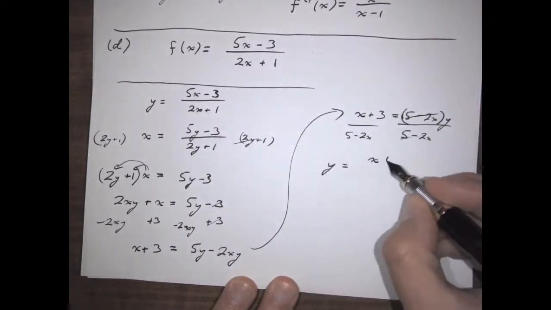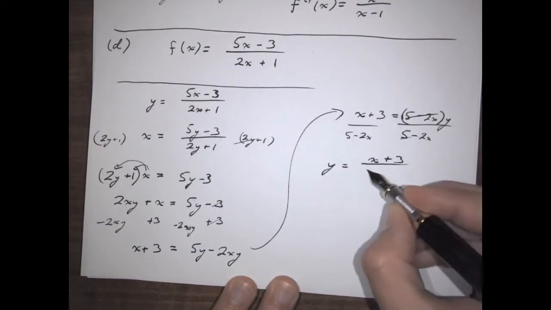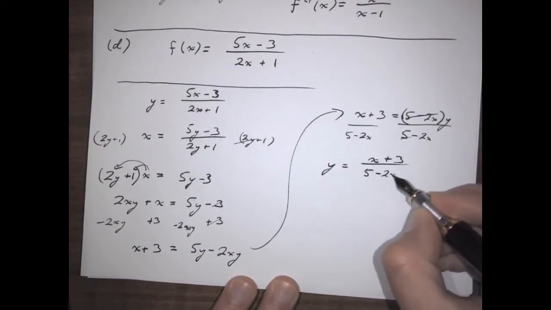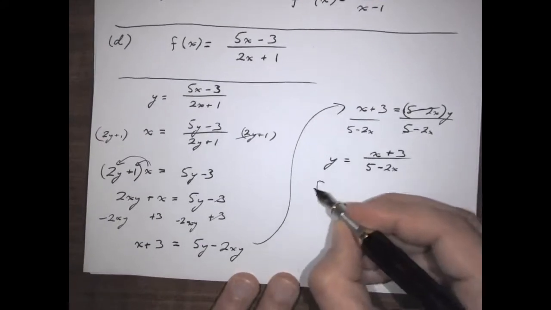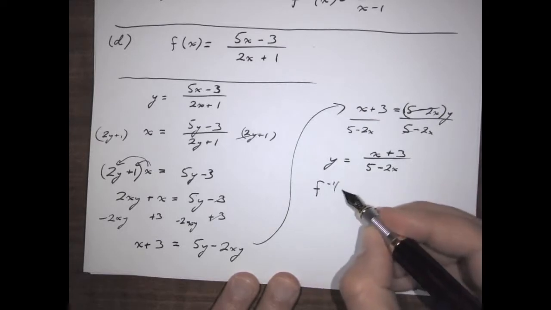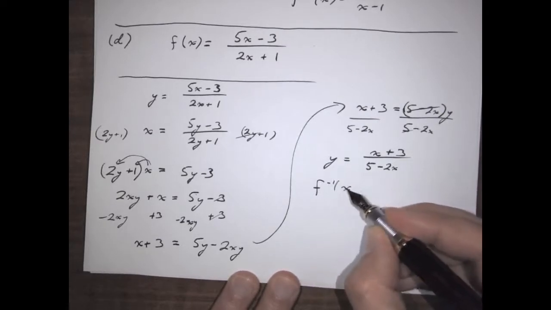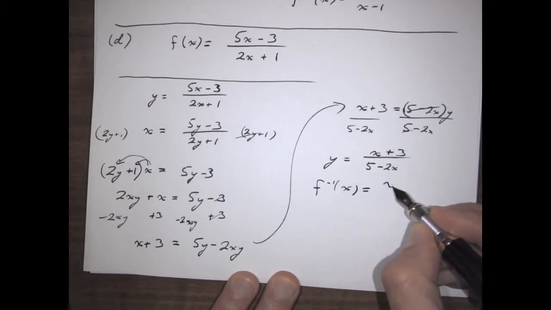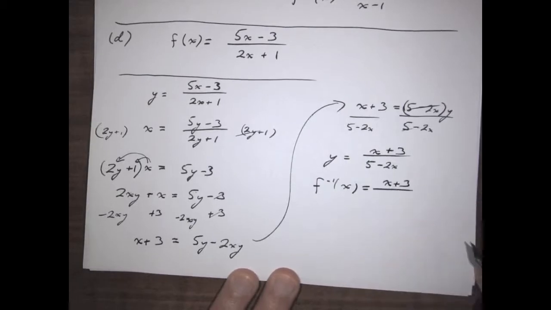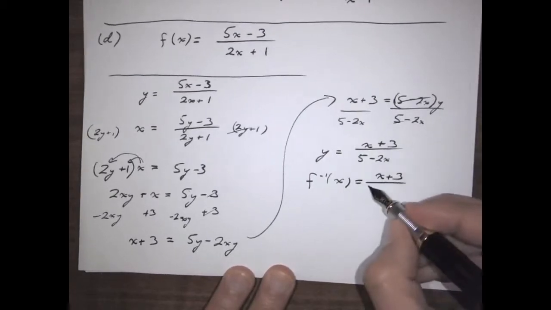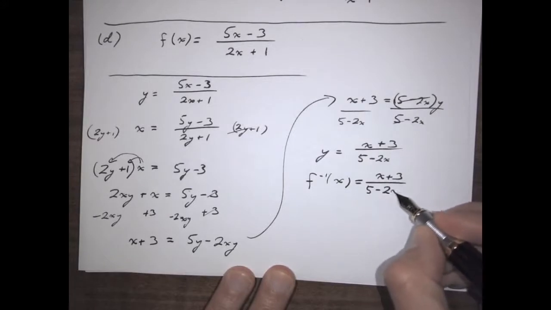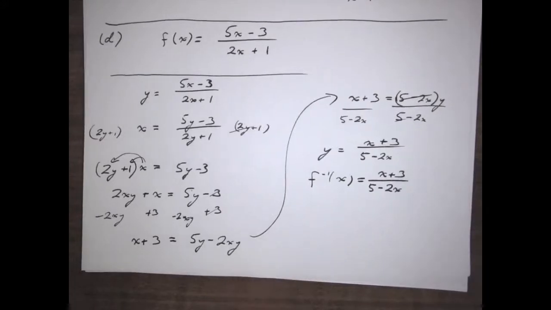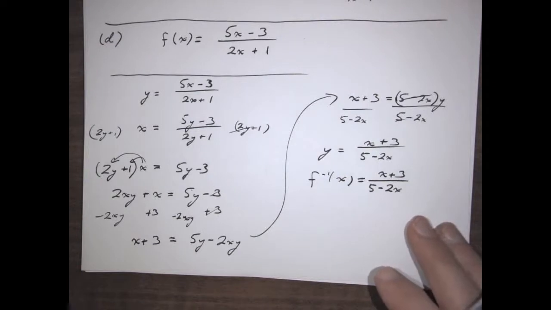Now that gives me x plus 3 on the top and 5 minus 2x on the bottom, which then tells me that the inverse function here is going to be f inverse of x is equal to x plus 3 over 5 minus 2x. So that's how you actually find an inverse for a function.